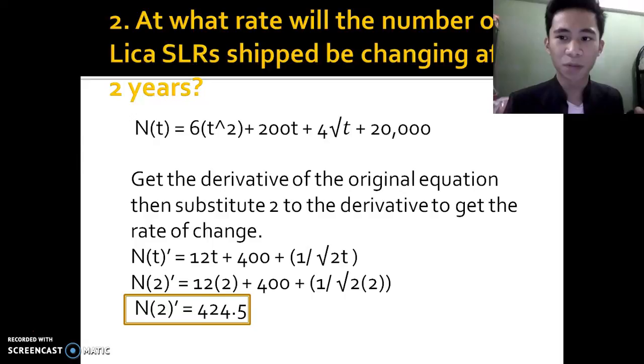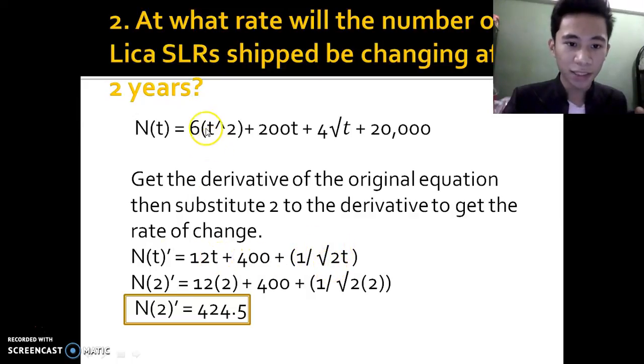The next question: at what rate will the number of Leica SLRs shipped be changing after 2 years? This problem's a bit complicated. You need to know how to get the derivative of the original equation so you can substitute 2. Basically, in this equation, we only have to use the power rule and the constant rule for the derivatives. In getting the derivative of this, the answer would be 12t plus 400 plus 1 over square root of 2t.